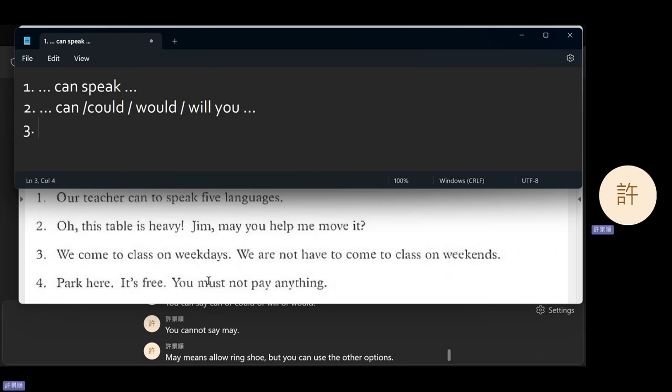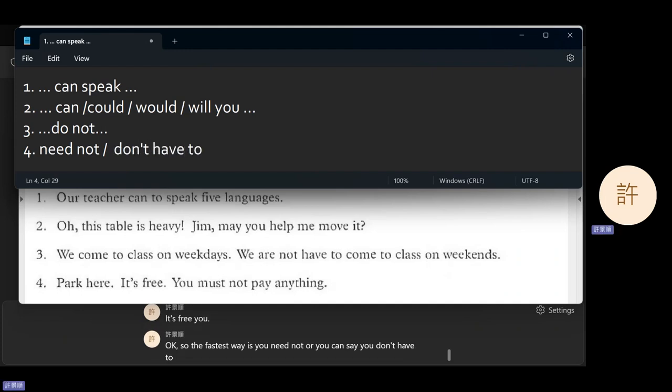Number three, we come to class on weekdays. We do not have to come to class on weekends. Number four, park here. It's free. Okay, so the fastest way is you need not, or you can say you don't have to pay anything.